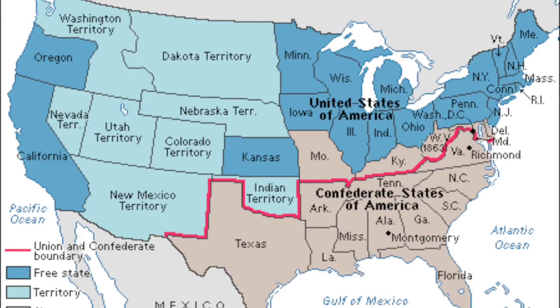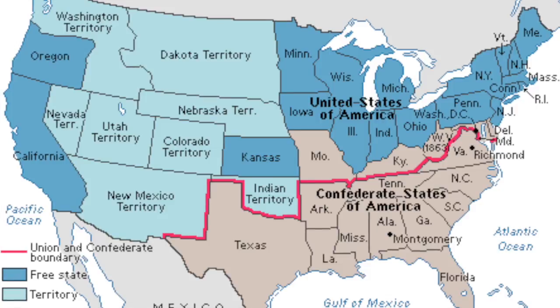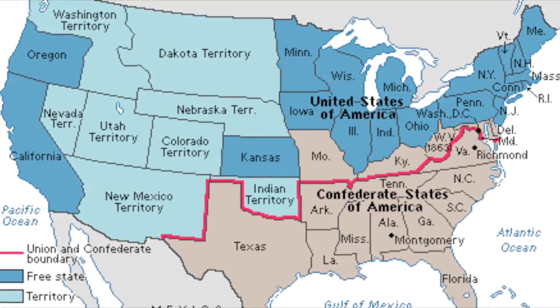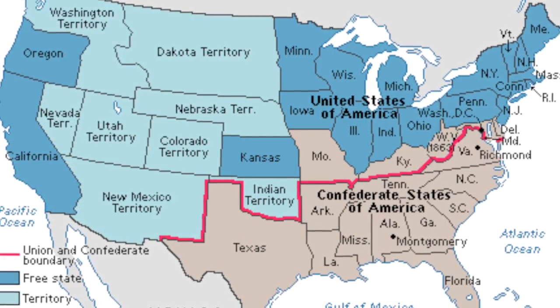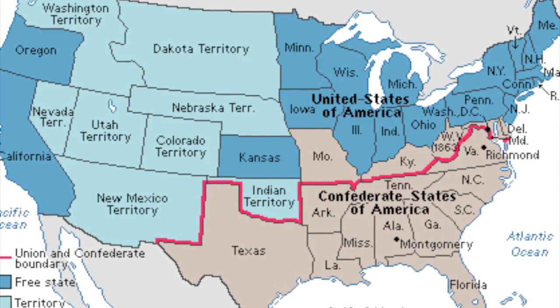The top is the Union States, and the bottom is the Confederate States. The South had large plantations. They also had enslaved workers. The cotton gin was invented, and it made more cotton. It bought more land, so they needed more slaves.